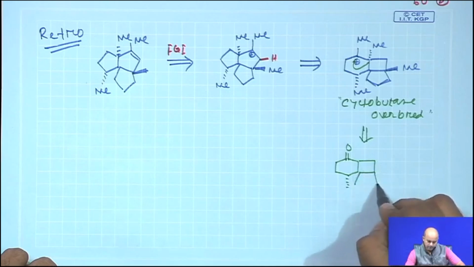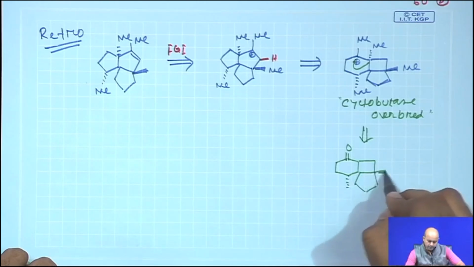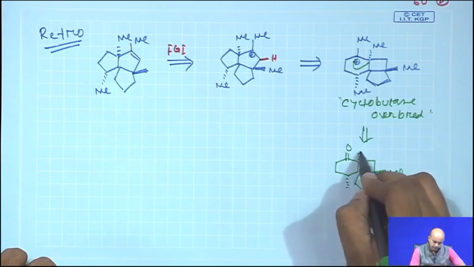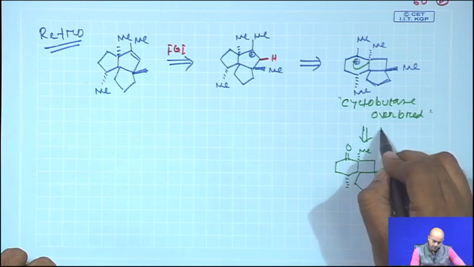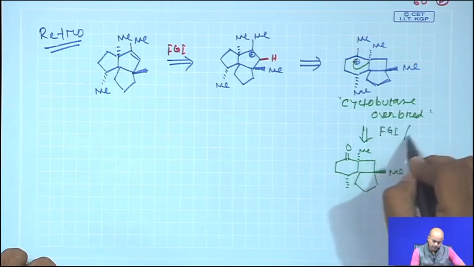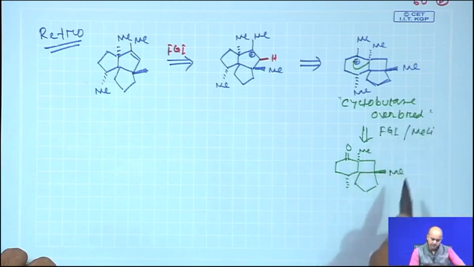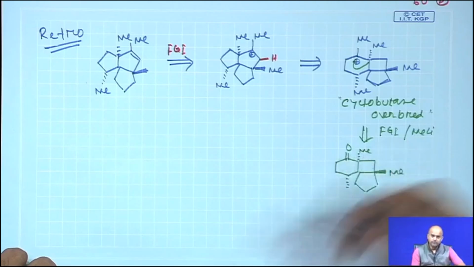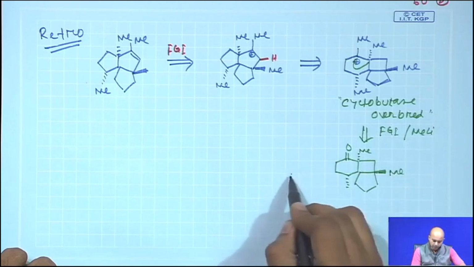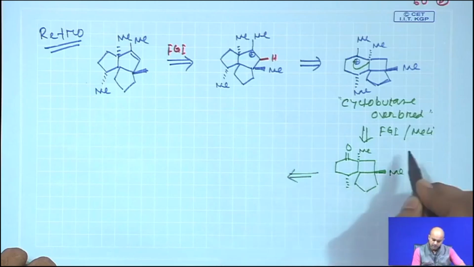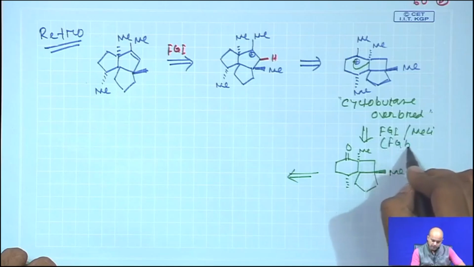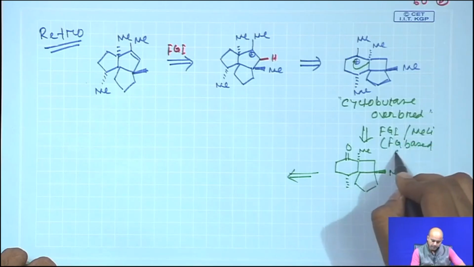Now, I was saying that if you have this particular compound in the beginning, you just do an FGI through a methyl lithium addition. So, take this ketone, do a methyl lithium addition, then do the water elimination. So, this is the FGI, functional group interconversion. So, your functional group based strategies is applicable.